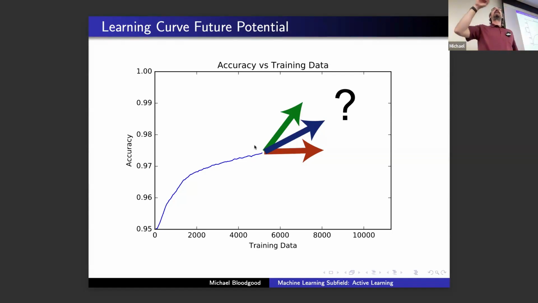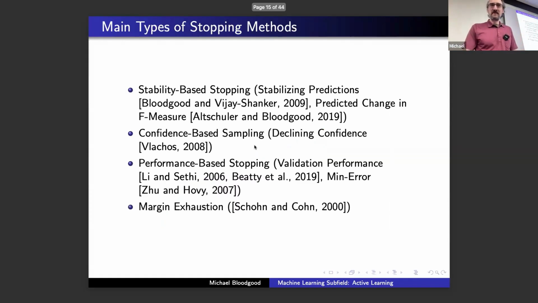And we're going to look at that as a possible way to stop. Although there's one problem with that: in a way, it defeats the original purpose of active learning, which was to get the absolute minimum amount of labeled data. So it's interesting. Okay, so the main types of stopping methods.